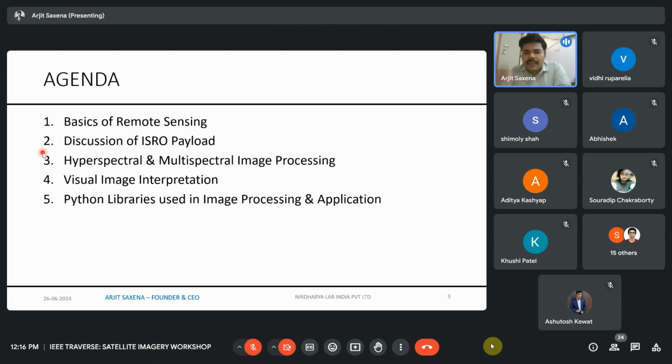Then further, I will be giving you a brief idea about the Python libraries, not practically because the session time is short. I will be just giving you an overview of which libraries you can utilize for image processing.